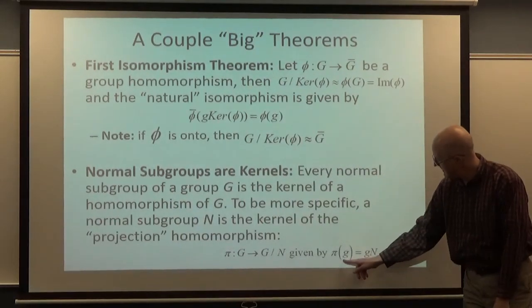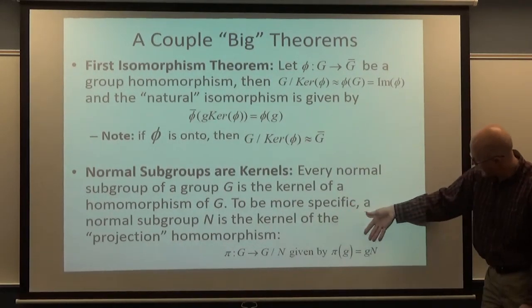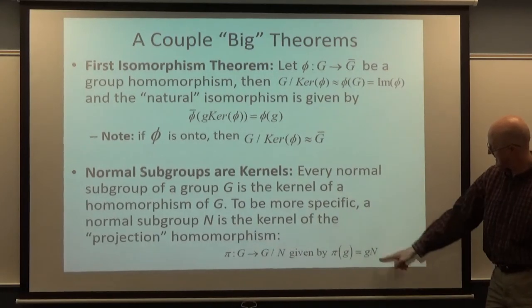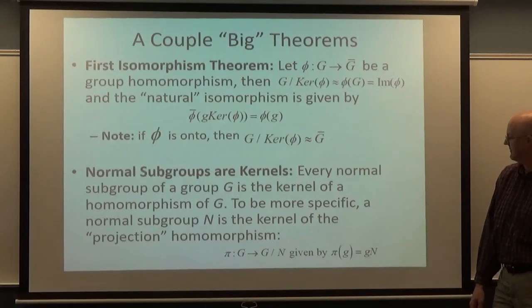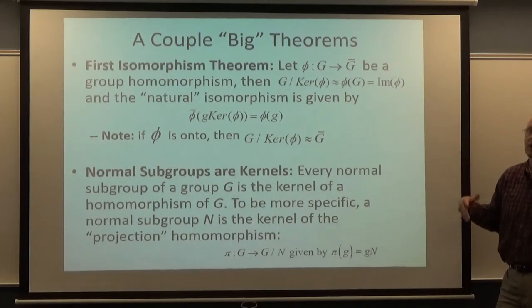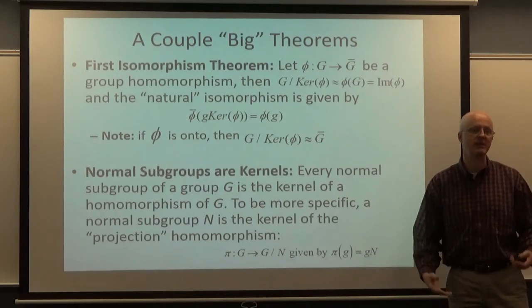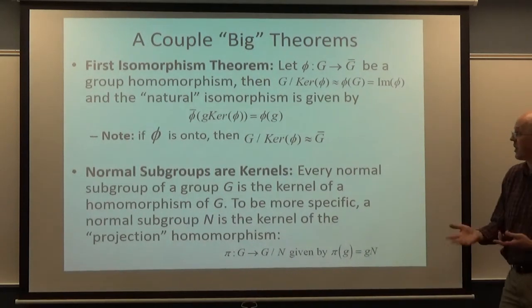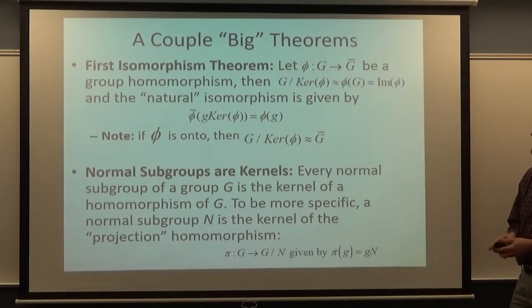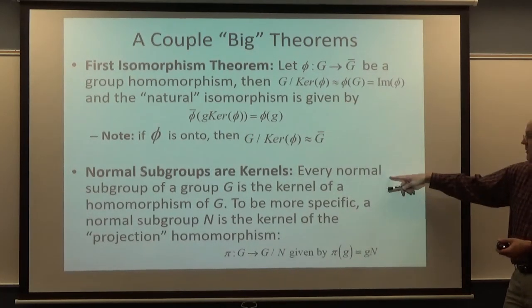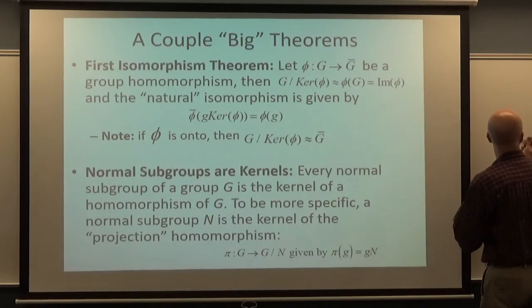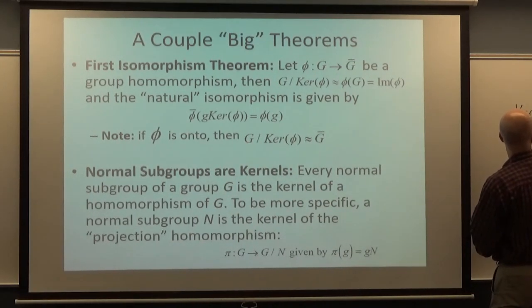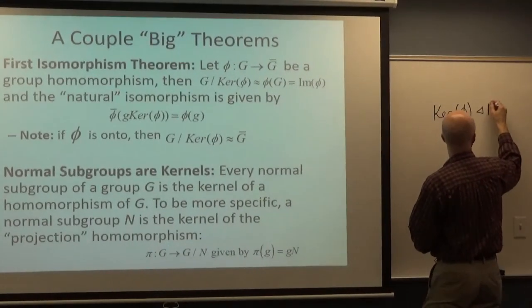Take an arbitrary element of capital G, what's the most natural thing to map it to in the factor group? It's this left coset, the left coset of N in G containing little g. That's just the most natural thing to do here. So these two things are really setting up relationships between kernels and homomorphisms, or normal subgroups and kernels, you might say. Every normal subgroup is a kernel. And we already knew that every kernel is a normal subgroup. That was another fact.